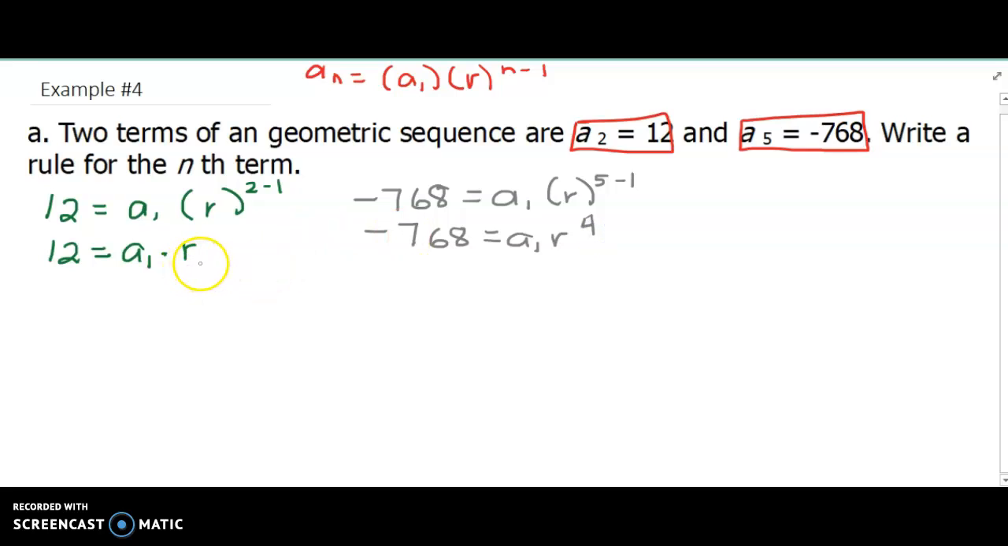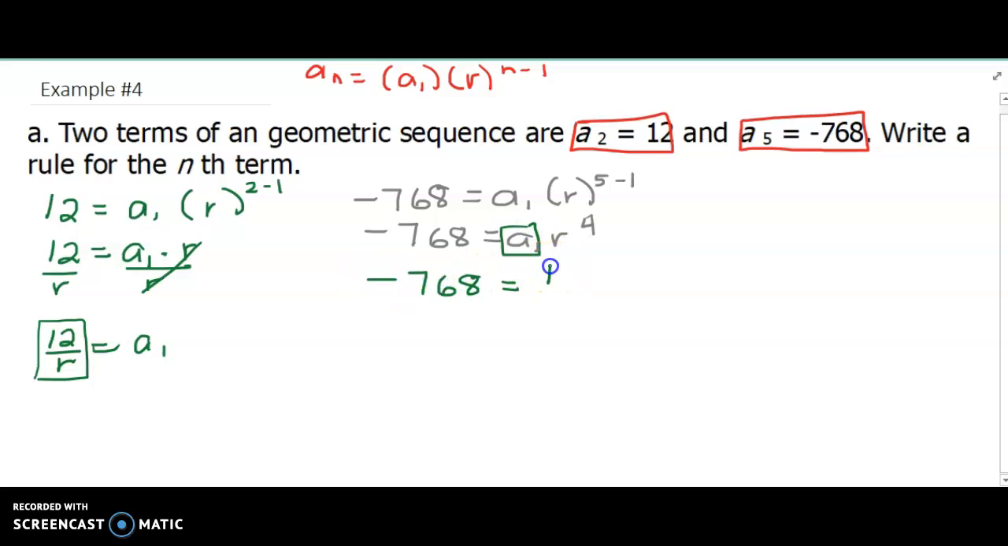Now say I want to solve for a1. So I'm going to divide both sides by r here. So I could say 12 over r equals, those go away, a1. So now I could plug 12 over r in for this a1. So negative 768 equals 12 over r times r to the 4th.